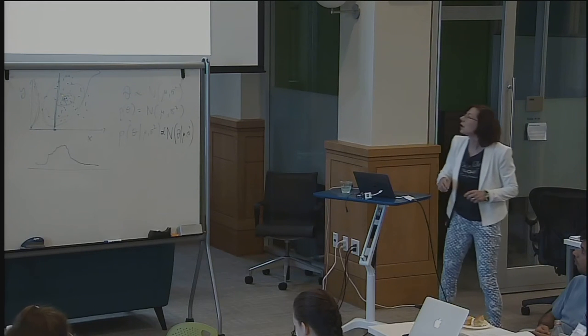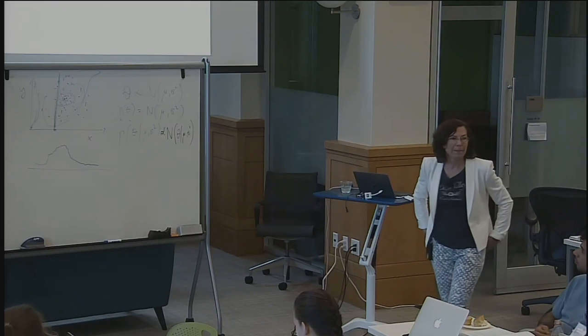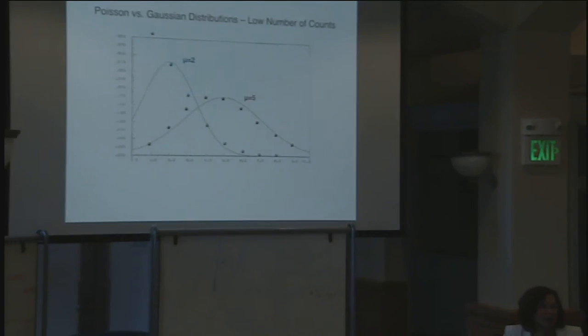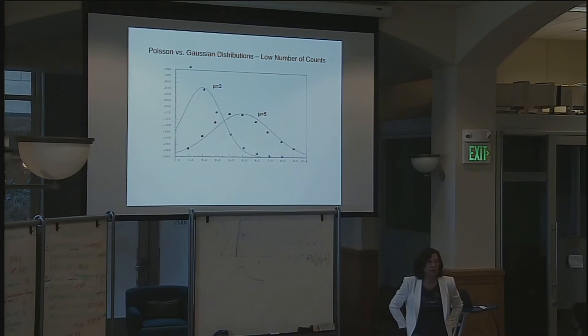All right, I was talking about distributions, so I wanted to suggest one exercise which you can do. You can try to compare Poisson and Gaussian distributions, which we all know and we all use, because those are very common in astronomy.